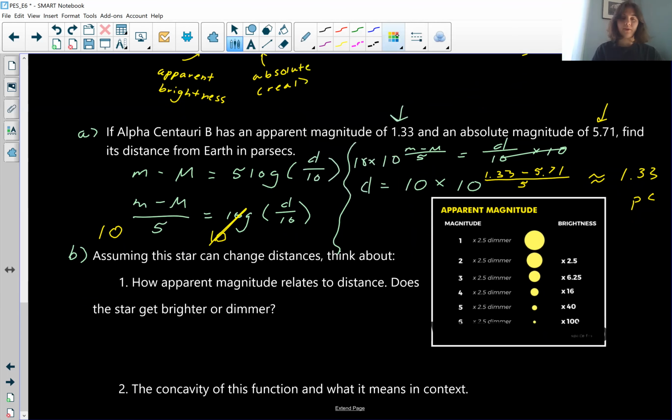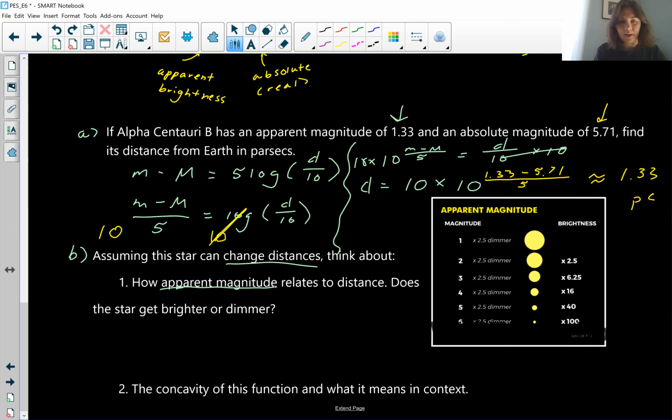All right, we have one more part to this question. Assuming that the star can change distances, we want to think about how the apparent magnitude relates to distance. Does the star get brighter or dimmer? I was very vague with this question with the intention that I would just show you. But if we're changing distances, that's going to be one of our variables. And we're comparing it with apparent magnitude.